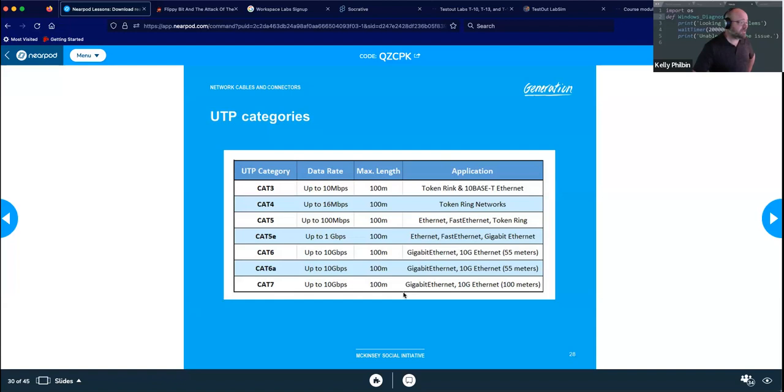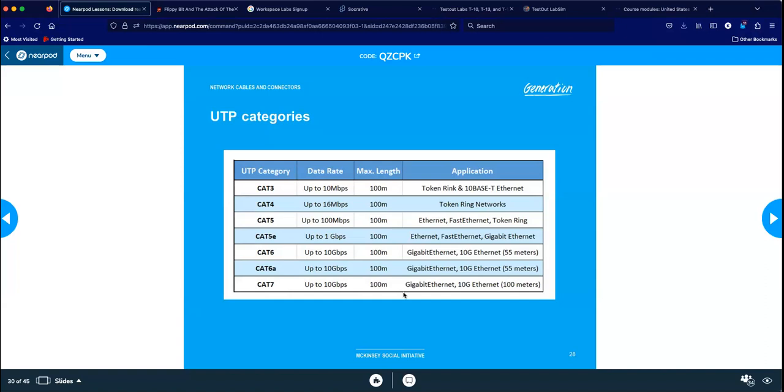Cat 7. The main difference with Cat 7 is it is a shielded line. So that's the main difference between 7 and 6. It is basically the exact same as 6. It can go 100 meters, but it is a shielded line. And you said 6A solved the issue after 55 meters? Still correct. So it can go up to 10 gigabits per second, up to 100 meters.